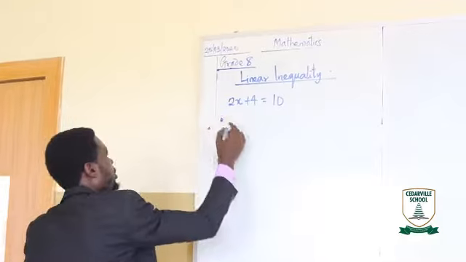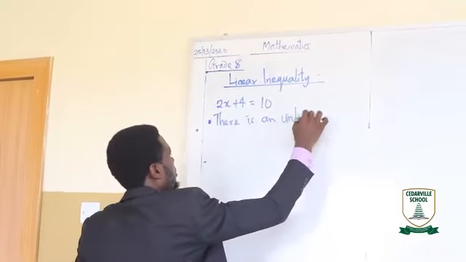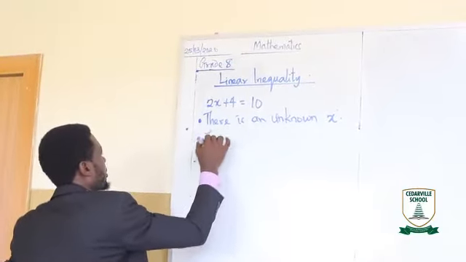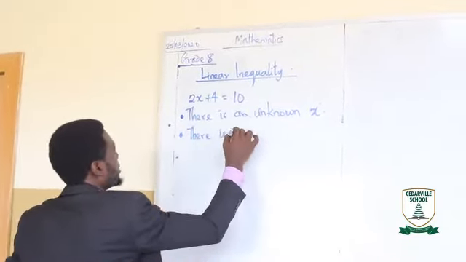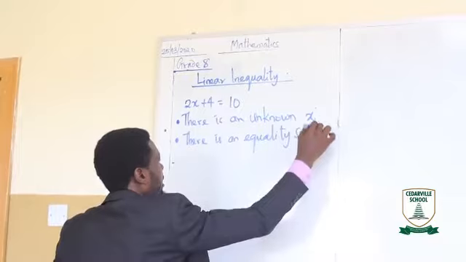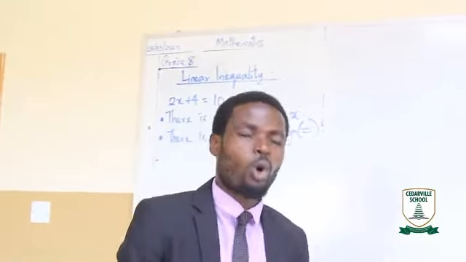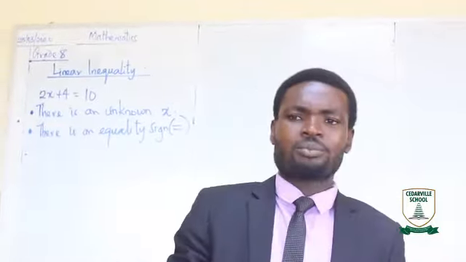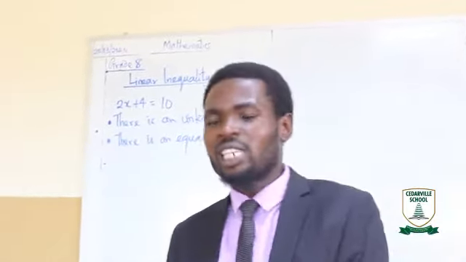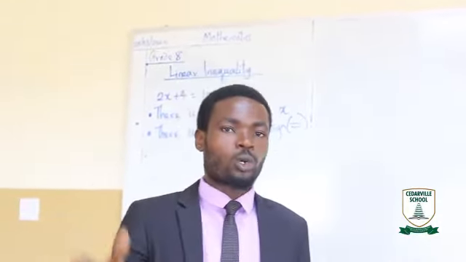This is an equation, one, because there is an unknown. Unknown what? X. Then two, there is an equality sign. And the equality sign is this. That is why this is a simple or linear equation. But today, what we are talking about is linear inequality.